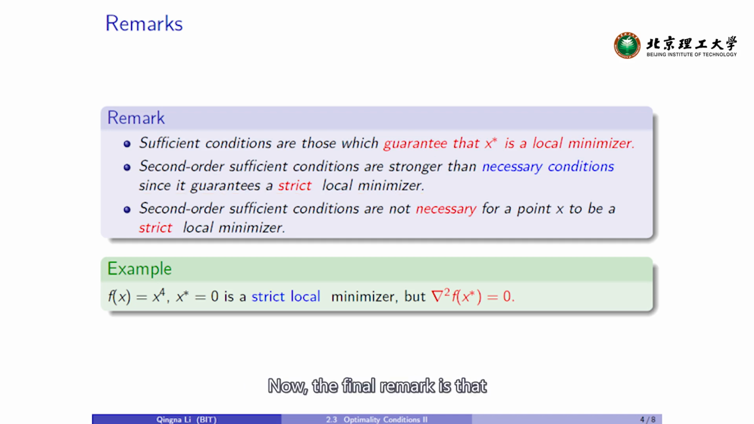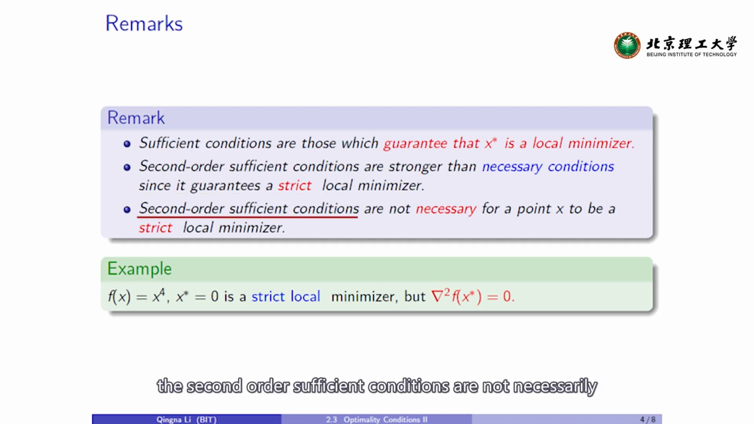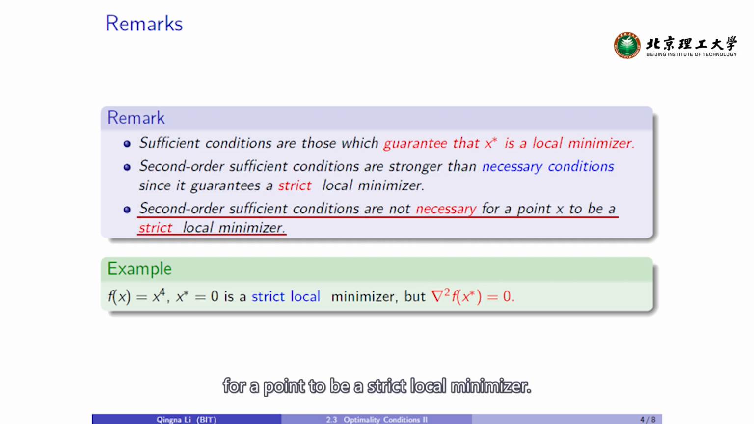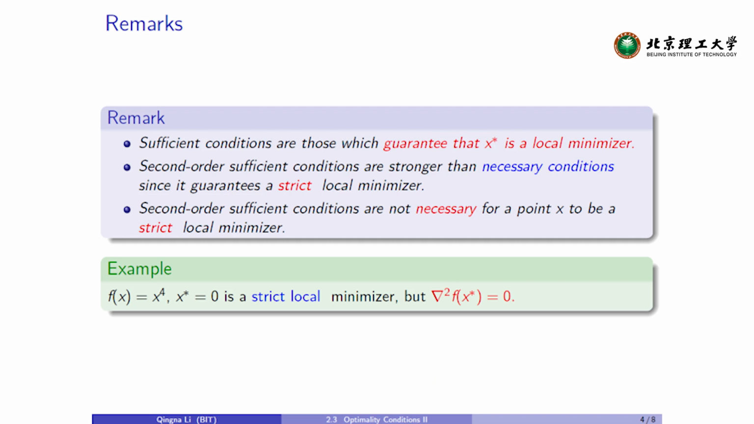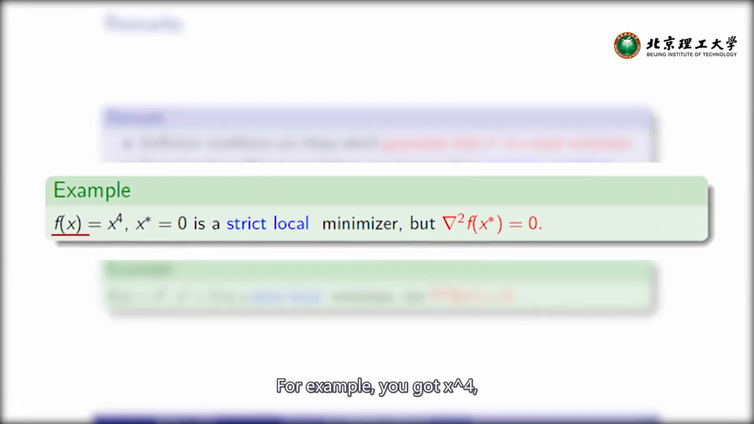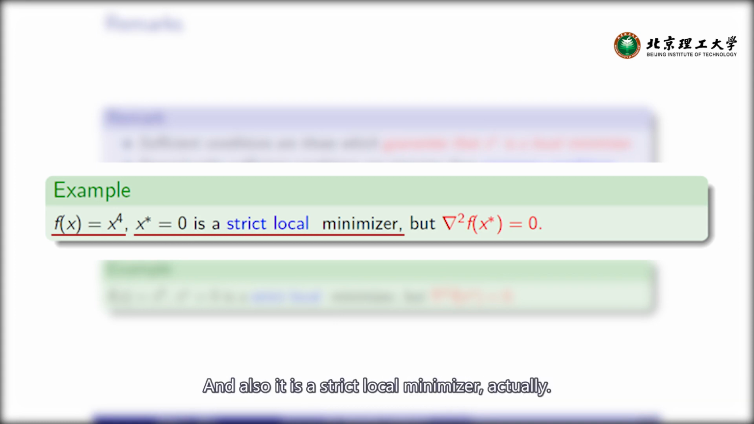Now, the final remark is that the second order sufficient condition is not necessary for a point to be a strict local minimizer. There may be other conditions. I'll give an example here. For example, you have x to the power 4, this function, and obviously 0 is a local minimizer. And it is a strict local minimizer actually.